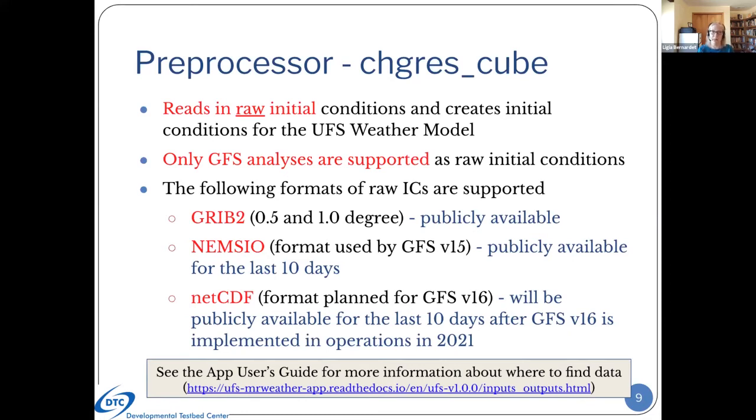In terms of availability of the NetCDF files, those will be publicly available only for the last 10 days as well. So in the same locations where the NEMS.io files are found today, once the new GFS is implemented, we'll start seeing NetCDF files. And there's a lot more information in the user's guide about where those public archives are and what the specific names of the files are that you'll have to download to run this app.